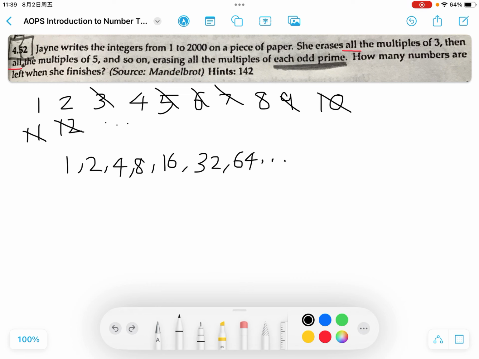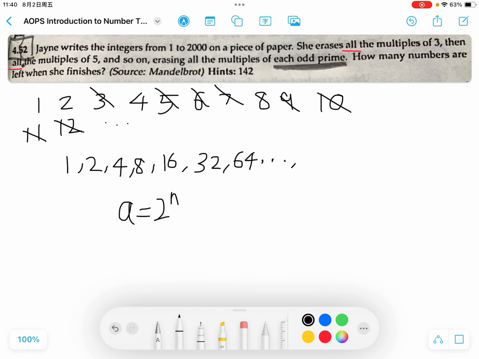So the numbers we have left are powers of 2, numbers which only have a factor of 2. Numbers of the form 2 to the power of n. Because if they had any other factor, let's say we had 2 times 3, then this 3 would cause it to be erased when we are looking for multiples of 3 to cross out. We are not crossing out any multiples of 2, however. So only powers of 2 are safe from the erasing process. So we have all the powers of 2 up to 2000.